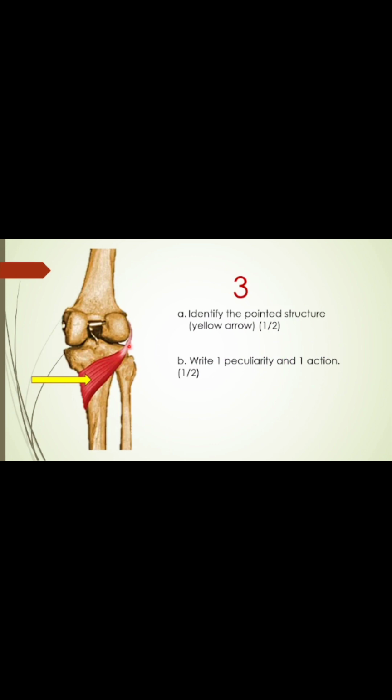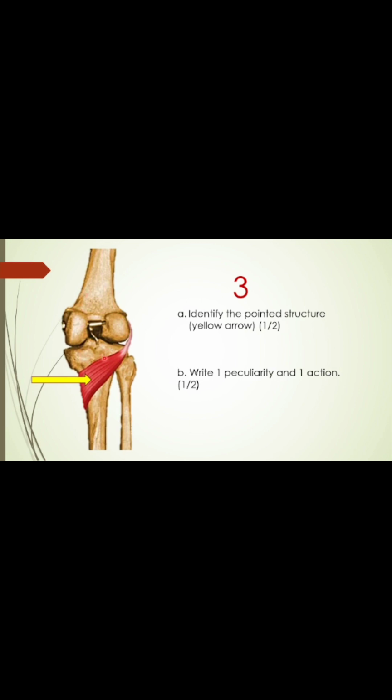The third question is, A, identify the pointed structure marked with the yellow arrow, and B, write one peculiarity and one action. So let us identify the region. The region given is the back of the knee joint. So this is the femur and the femoral condyles. This is the tibia, this is the fibula. This is the lateral femoral condyle and this is the medial femoral condyle. And this is the posterior surface. You are seeing the posterior aspect.